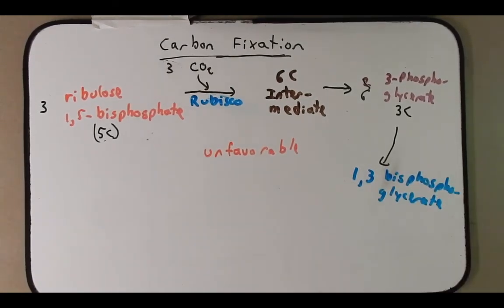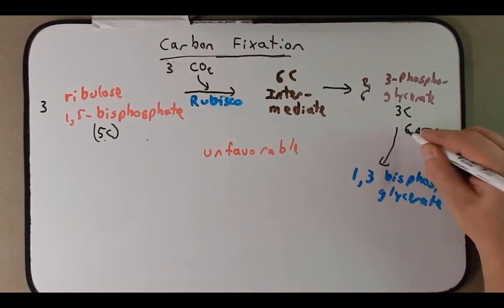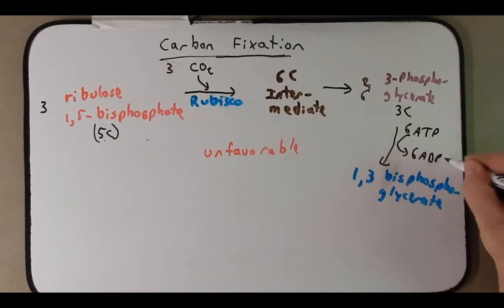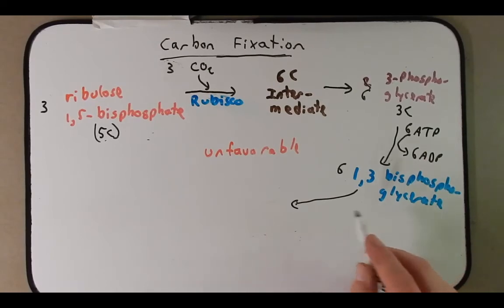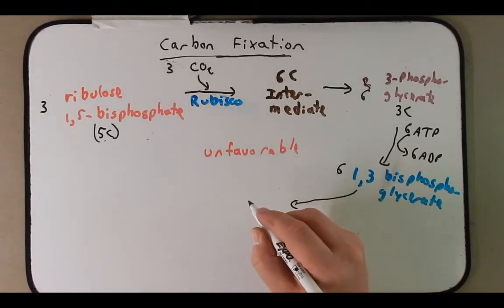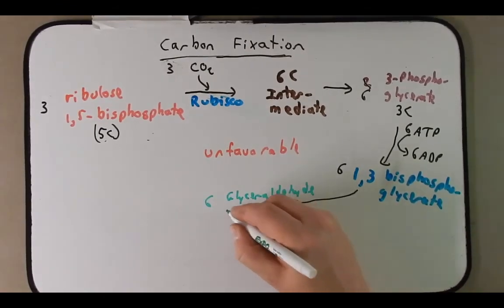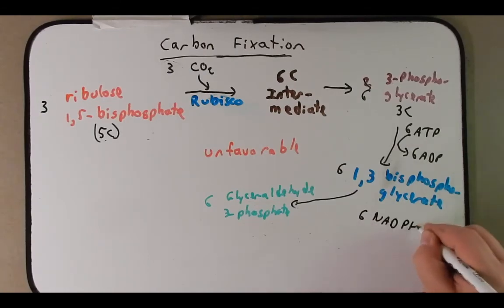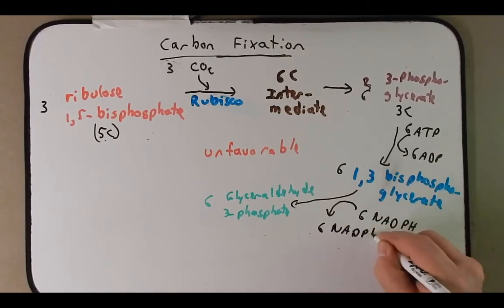1,3-bisphosphoglycerate. In doing so, for these 6 molecules of 3-PGA here, we're going to consume 6 molecules of ATP, producing 6 molecules of ADP. These 6 molecules of 1,3-bisphosphoglycerate are then converted into 6 molecules of glyceraldehyde 3-phosphate. In doing so, 6 NADPHs are consumed and turned into 6 NADP pluses.